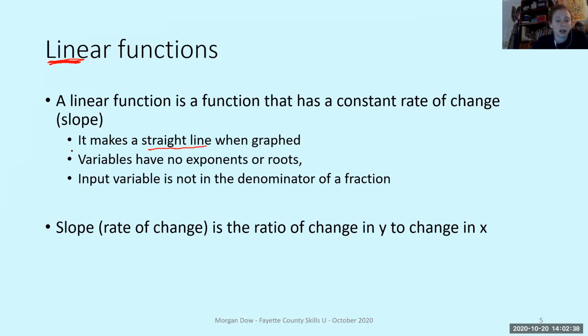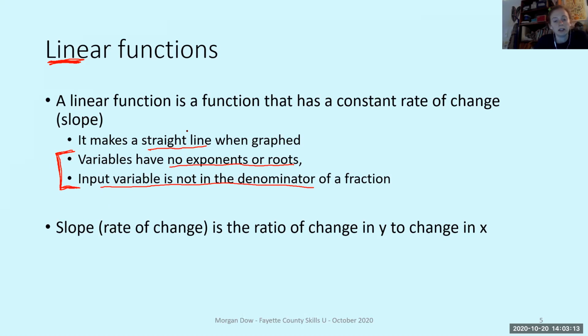If you're looking at the equation of a linear function, the variables will have no exponents or roots. The input variable will not be in the denominator of a fraction. So there shouldn't be anything too crazy going on with the variables. You should just see a y and an x. You shouldn't see any exponents or roots, nothing like that.